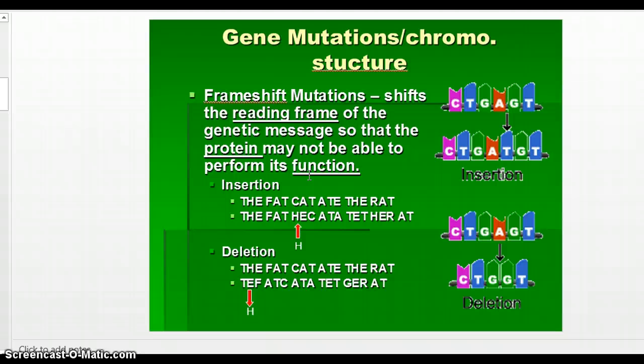It's a shift in reading the frame of the genetic message so that proteins may not be able to perform their proper function. So again, there's an example where the H got inserted in and shifted everything to the right. Deletion, the H was deleted, everything was shifted to the left. You still have codons, but they're not the right codons. You would not be making the correct amino acids. You'd not be making the correct proteins. And I have more examples of this up on the board, which we'll be talking about in class.